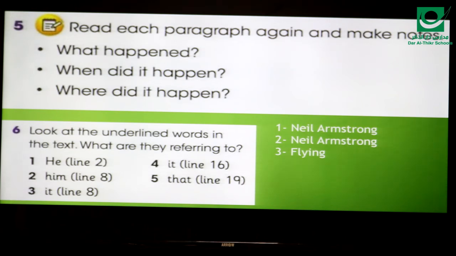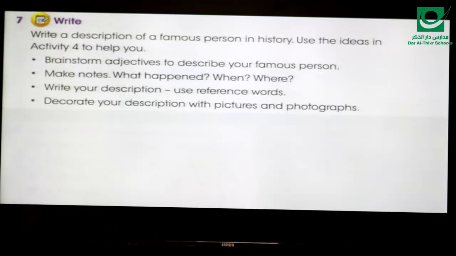It refers to flying. Number 4, it in line 16 refers to, yes, the spacecraft. And number 5, that in line 19 refers to landing on the moon. Landing on the moon.